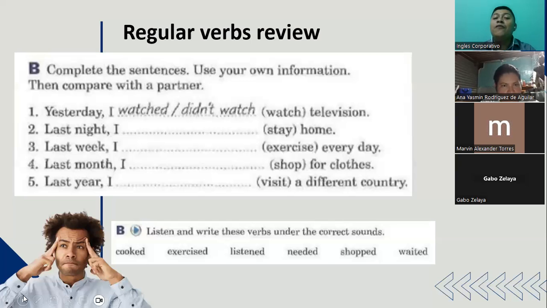You have to use your own information to complete these sentences. Tiene que usar su información, ¿vale?, para completar estas oraciones. Ayer, ¿vio usted televisión o no vio televisión? Entonces usted, sí, yo vi televisión. Dice, yesterday I watched television. Y si yo el día de ayer no vi televisión, then I say, yesterday I didn't watch television. Last night I stayed home. ¿Estuvo usted en casa anoche? Then you say, I stayed home yesterday. Or last night I stayed home.